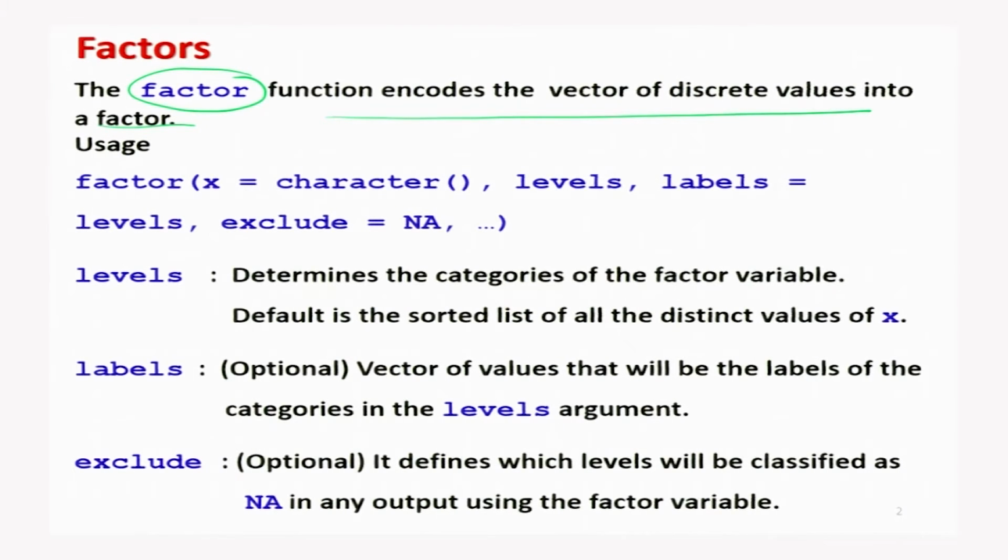Similarly, if we have some competition in which people perform and we give grades such as excellent, good, better, worst, etc., they can also be classified as categories 1, 2, 3, 4. For example, 1 indicates excellent, 2 indicates good, and so on. So these are our factors, and if you want to use this factor, you have to give the data vector, say x, and then you have to specify the labels. Labels contain the names that you want to assign to the levels. And you can also handle the NA values using the option exclude.